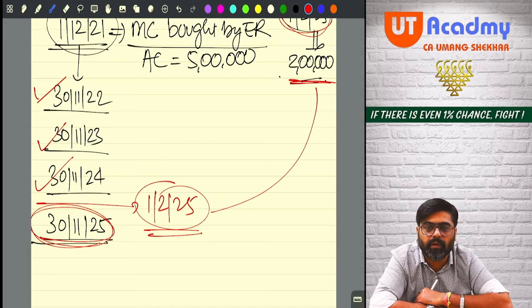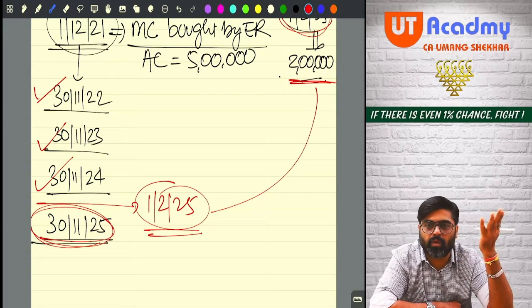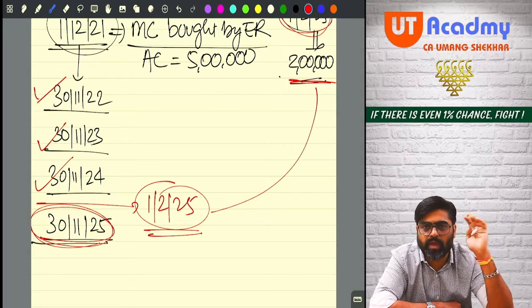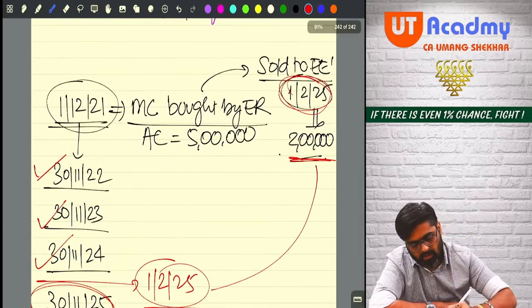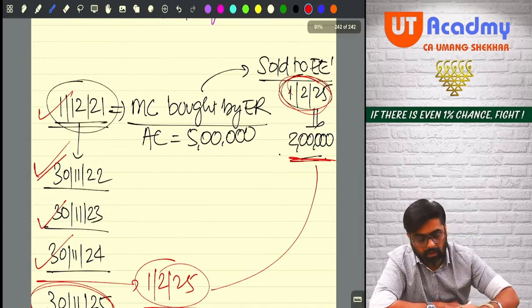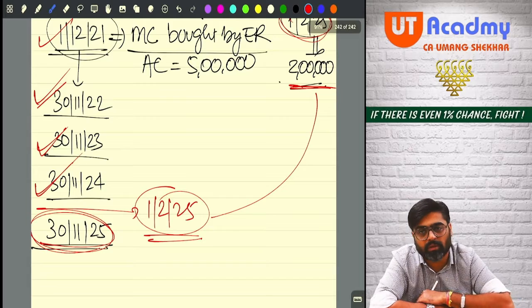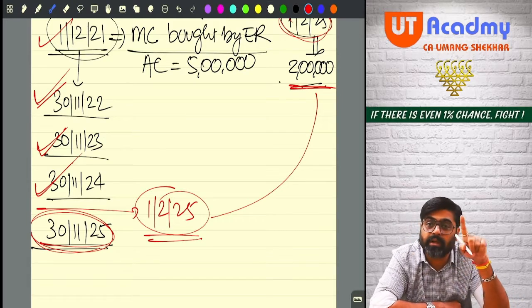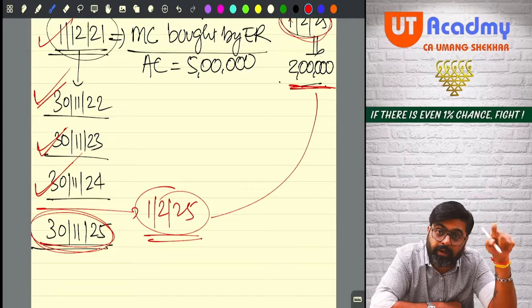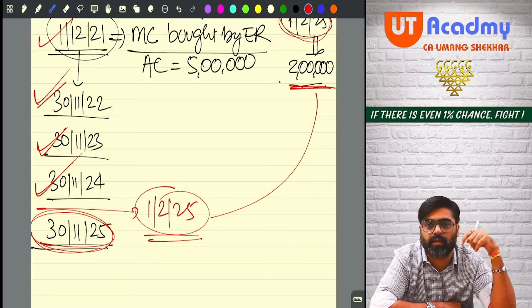Getting my point? Now, if we were doing accounting, what we would have done, we would have taken the depreciation for this year also. We would have taken the depreciation for the second year also. We would have taken the depreciation for the third year also. And we would have taken the depreciation till 1st February 25 also, if we were doing accounting.